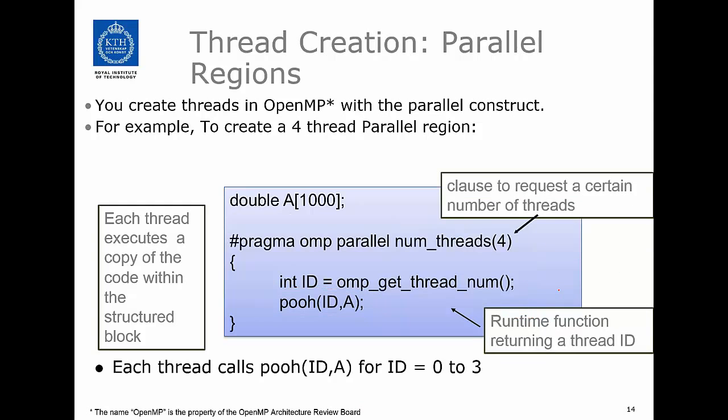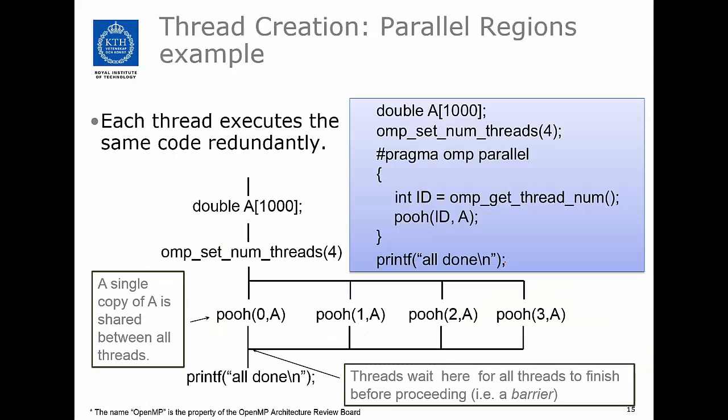Another way of specifying the number of threads is by adding a clause to the parallel construct itself. This is exactly the same thing as specifying the number of threads through the library call. Important to understand here is that each thread executes the same code redundantly. So if you want the threads to do different things, you can use the ID to make them do different things, or you can use some work sharing construct we will come into later on.